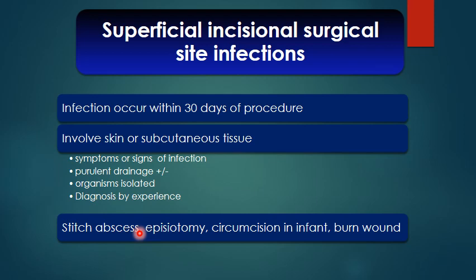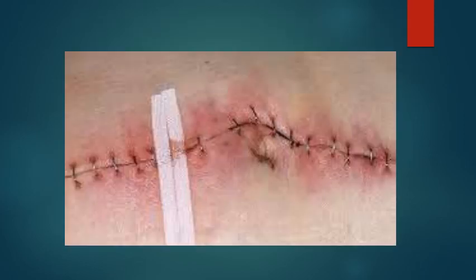So, superficial incisional surgical site infection: the infection occurs within 30 days of the procedure, involves skin or subcutaneous tissue, and may be presented with symptoms and signs of the infection, purulent discharge, organism isolation, diagnosis by surgeon. For example, stitch abscess, episiotomy, circumcision, and birth wound. This is a picture of superficial surgical site infection.